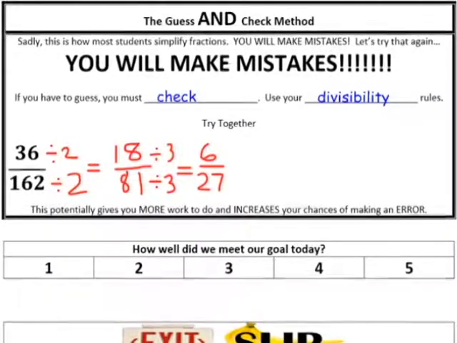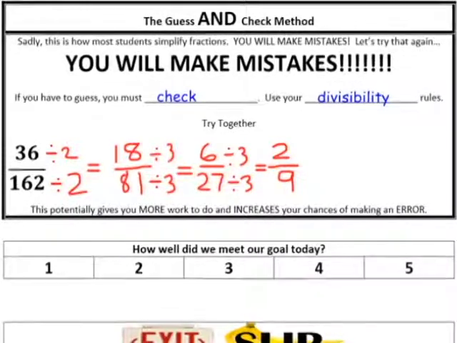6 and 27. Well, I know 6 is even, 27 is not. 6, I know 3 can come out of it because 6 is divisible by 3. 2 plus 7 is 9, which means it's divisible by 3 again. 6 divided by 3 is 2. 27 divided by 3 is 9. I guessed. Now I need to check.